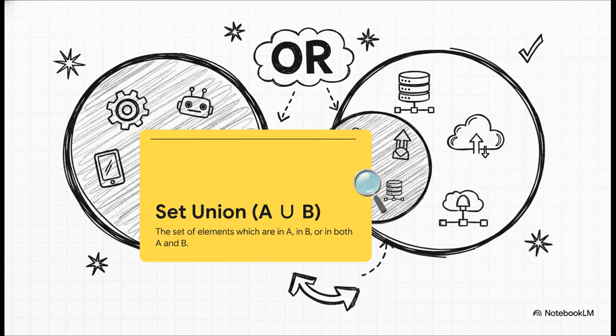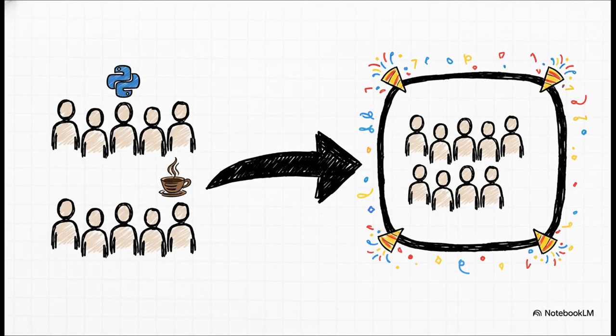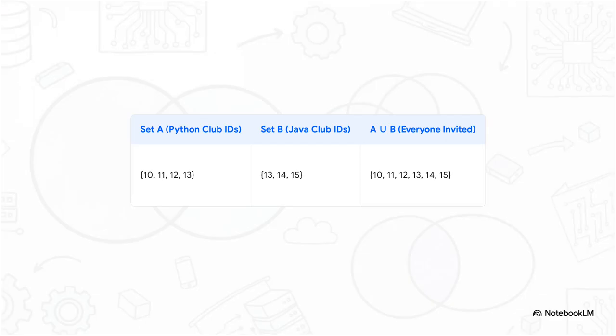You get an invitation. So, going back to our club story, the union is just the master guest list for our party. We grab the list of every single student from the Python Club, we add every single student from the Java Club, and boom, it's one giant party where absolutely everyone is invited. Nobody gets left behind.